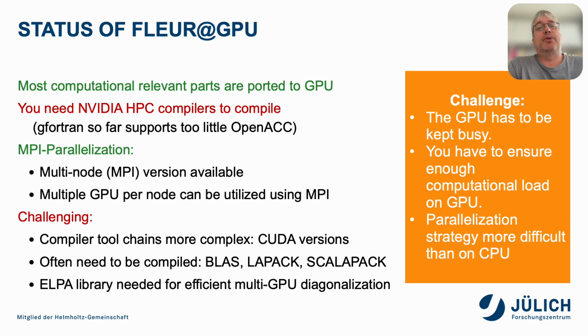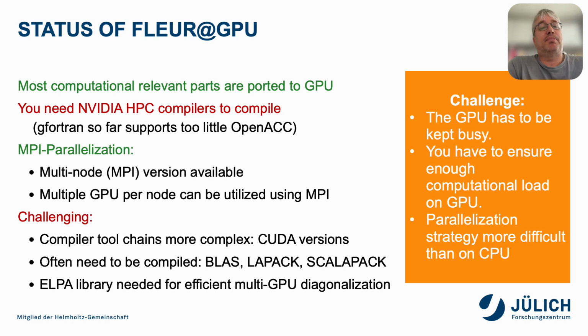Essentially the only compiler which supports that sufficiently is so far the NVIDIA HPC compilers. GFortran, for example, has so far too little support for this. And therefore, you need the NVIDIA HPC compilers, and the NVIDIA HPC compilers produce code for NVIDIA GPUs, and therefore you can only use NVIDIA GPUs at the moment.